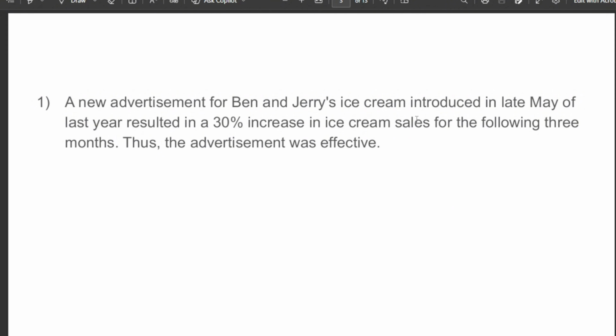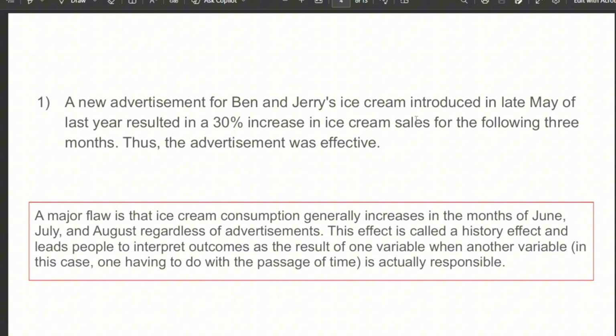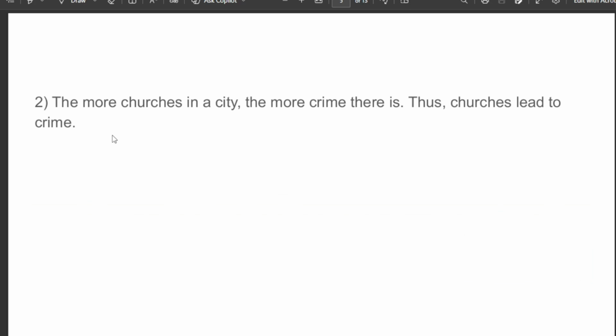Well, without us seeing the advertisement, of course, in the next couple months, the ice cream sales must increase. So a major flaw is that ice cream consumption generally increases in the months of June, July, and August, regardless of the advertisement. This effect is called a history effect and leads people to interpret outcomes as the result of one variable when another variable, in this case one having to do with the passage of time, is actually responsible.